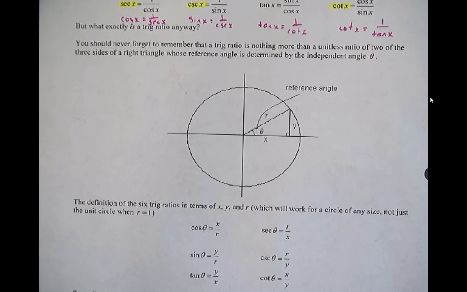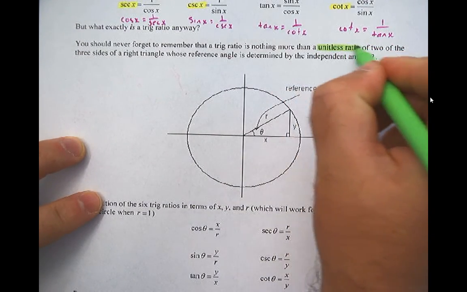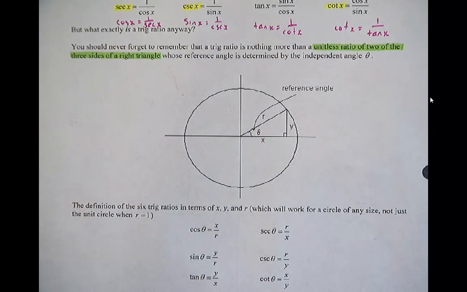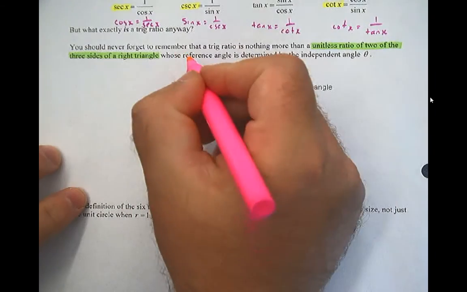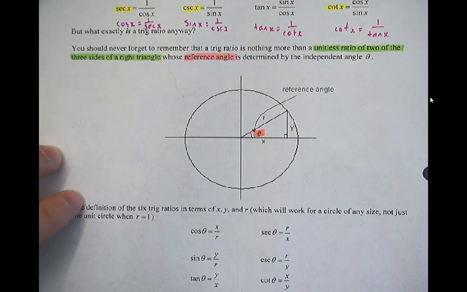So what is a trig function? Last year you knew how to do it. Maybe you didn't really understand what it was. A trig function is very simple. It's just the unitless ratio of two of the three sides of a triangle. Unitless ratio, two of the three sides of a right triangle whose reference angle, this is the reference angle.